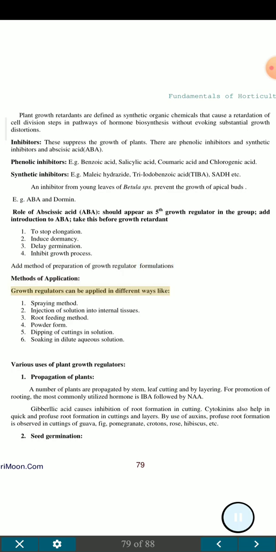Methods of application. Growth regulators can be applied in different ways like 1. Spraying method. 2. Injection of solution into internal tissues. 3. Root feeding method. 4. Powder form. 5. Dipping of cuttings in solution. 6. Soaking in dilute aqueous solution. Various uses of plant growth regulators.